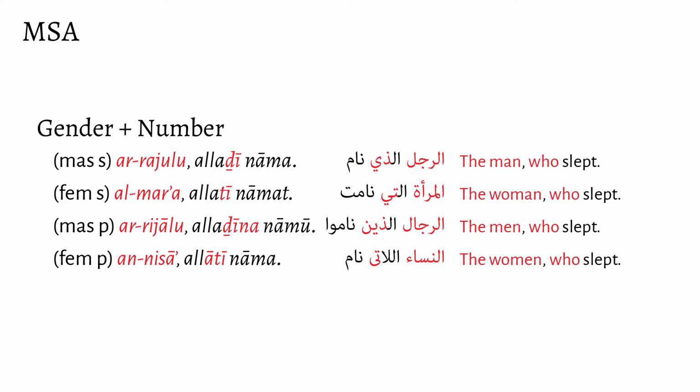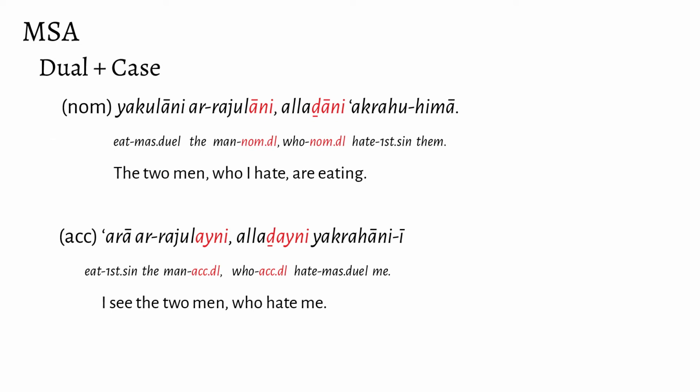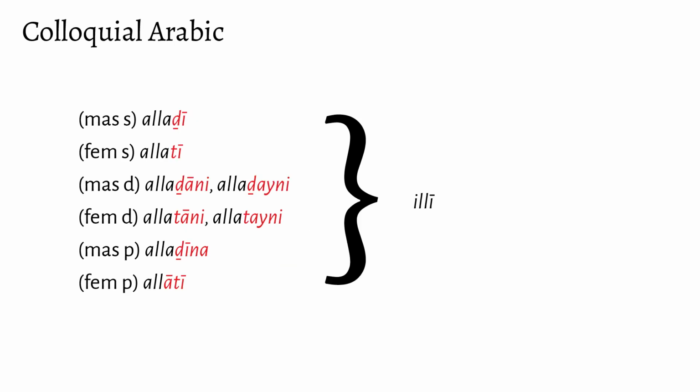However, things change when the antecedent is in the dual, as the relative pronoun does inflect for case in the dual, but instead of marking the role of the antecedent in the embedded clause, like is usual in Europe, it agrees with the case of the antecedent in the matrix. Luckily for language learners, in colloquial Arabic, all relative pronouns have collapsed into the indeclinable ili.